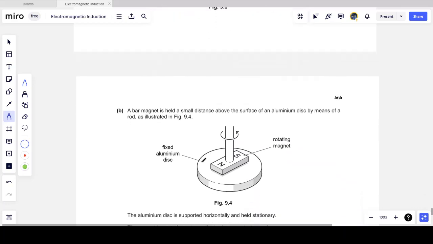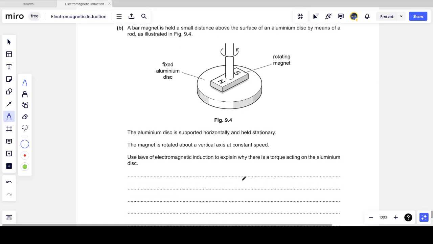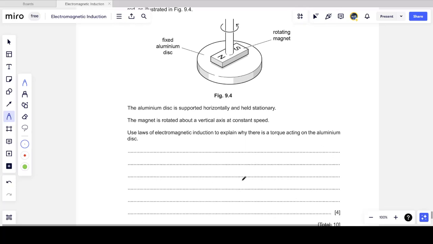And the last part of this question says a bar magnet is held a small distance above the surface of an aluminium disc by means of a rod, as shown in the figure. The aluminium disc is supported horizontally and held stationary, and the magnet is rotated about a vertical axis at a constant speed. Use the laws of electromagnetic induction to explain why there is a torque acting on the aluminium disc.